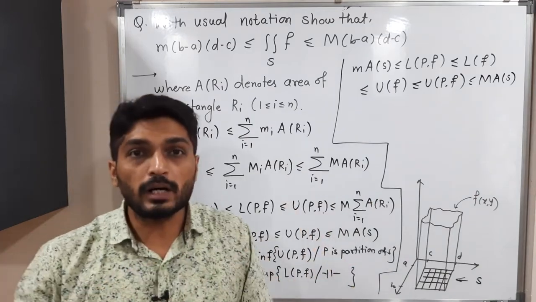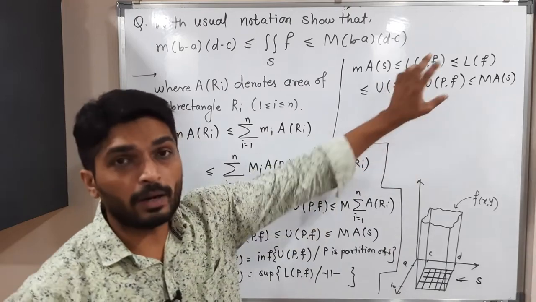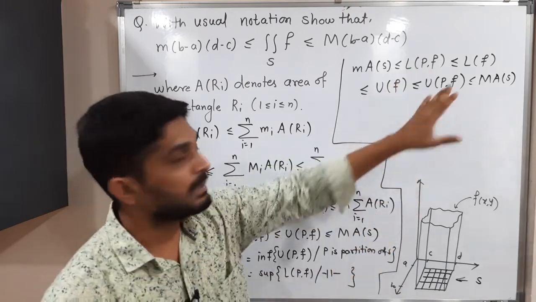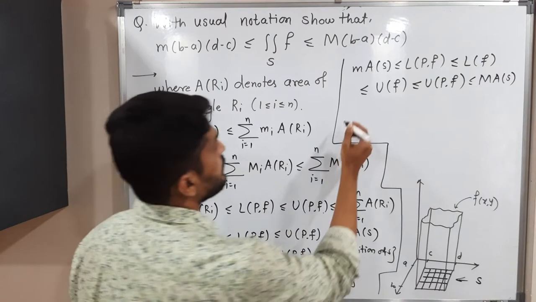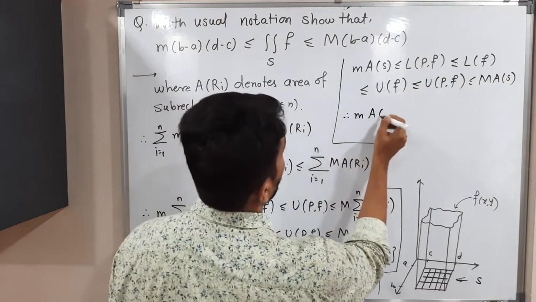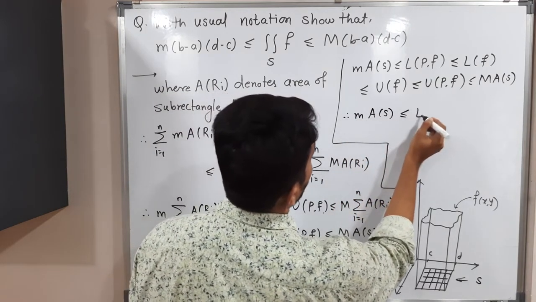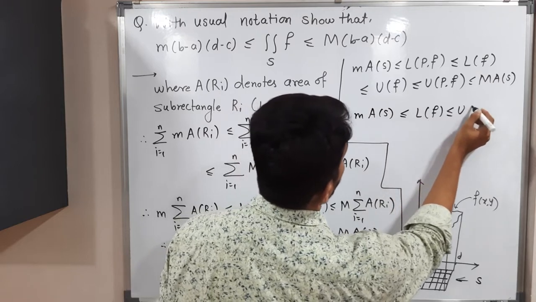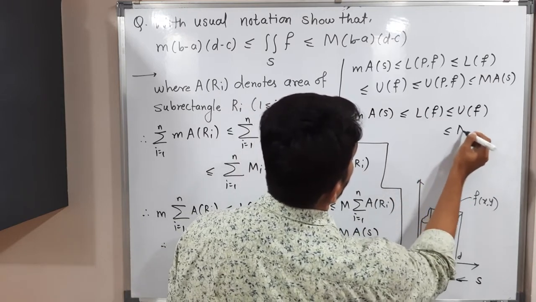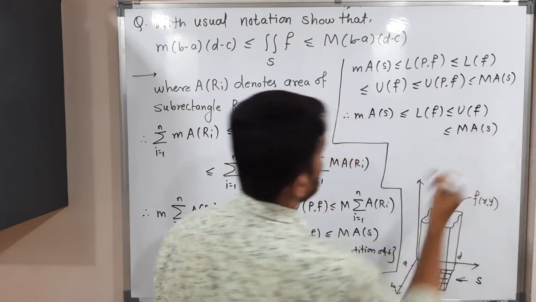So let us remove the unnecessary part. This is not required now. Let us remove the lower sum. This upper sum is also not required. Let me remove it. So therefore m area of S less than or equal to L(f) less than or equal to U(f) less than or equal to M area of S. So this thing we have.